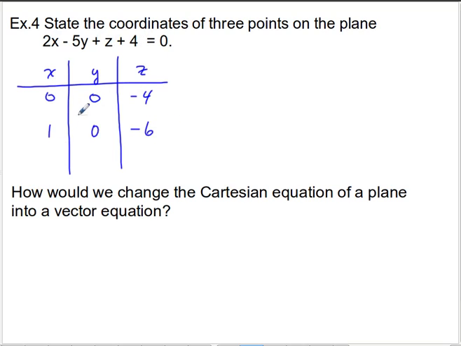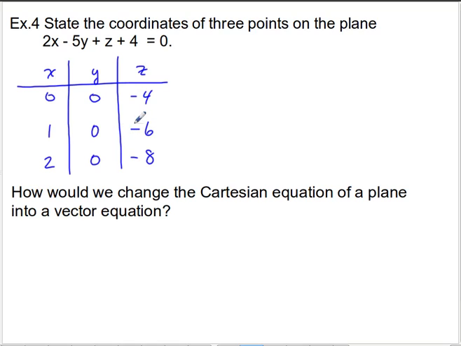And then how about I go 2, 0, because I don't want to deal with the 5 times y. You can make a strategic choice like that. So 2 times 2 is 4, 4 plus 4 is 8, so I end up with z equals -8. So these are 3 points on the plane.